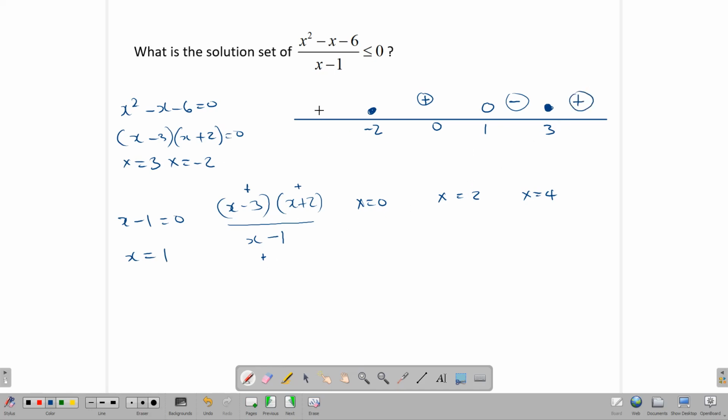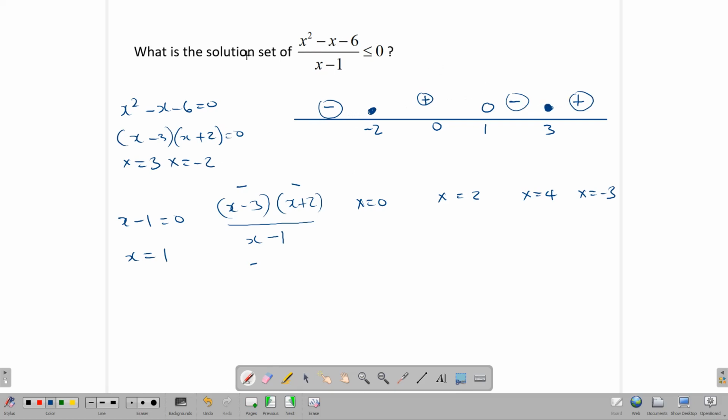Now let's do the last region down here. Suppose x is -3. If x is -3, then we're going to have a negative here, a negative here, and a negative here. And negative times negative gives us a positive, and a positive divided by a negative gives us a negative. So this region will also be negative. So we have 2 negative regions and 2 positive regions.